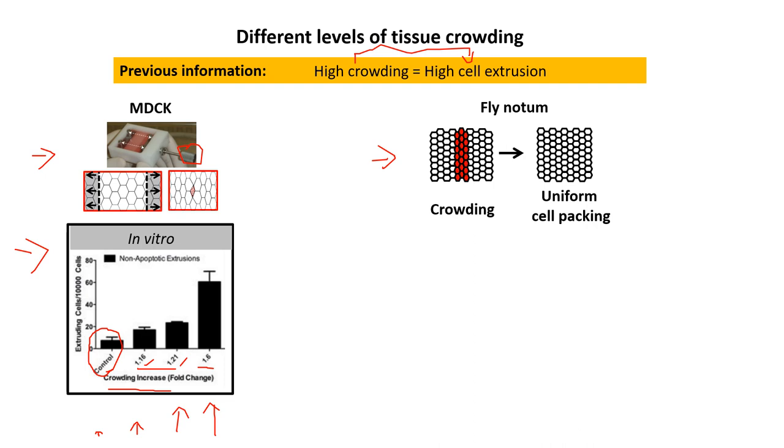In the other axis, you will have the number of extruding cells in a specific area. Okay, so I want you to see the figure and tell me what you think is happening there. Okay, so while I delete this, I'm sure that you already came to a conclusion, so it's very clear what is happening. When you increase the crowding, you definitely start having a higher cell extrusion.